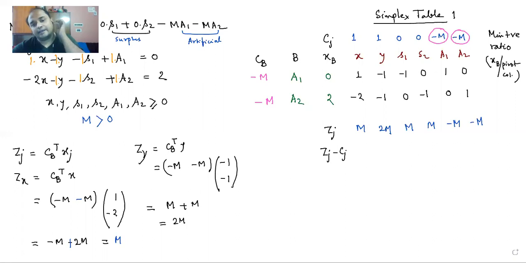Okay, and Zj minus Cj means you are going to subtract Cj from this Zj, and so on. So for the first one, we are going to get M minus 1. For the second one, we are going to get twice M minus 1. For the next one, you are going to get M, then M, then minus M minus minus M, that is plus M, that is 0, minus M minus minus M, that is plus M, that is 0.